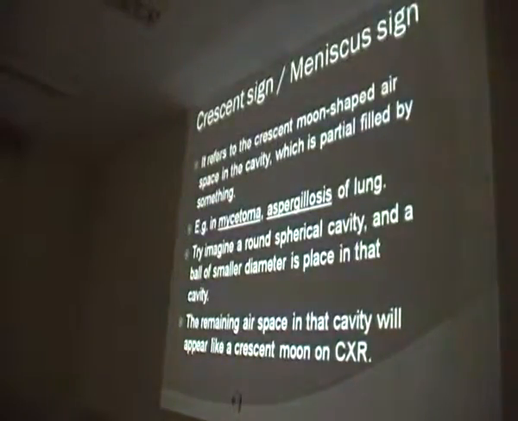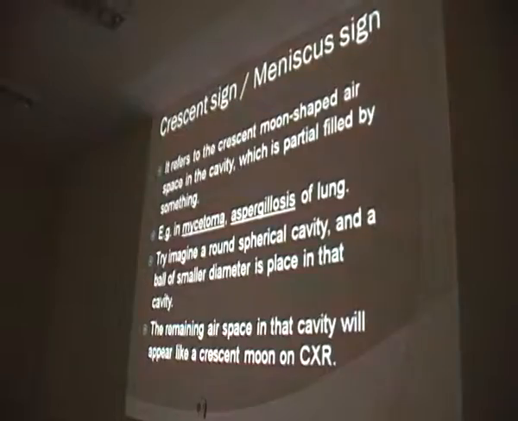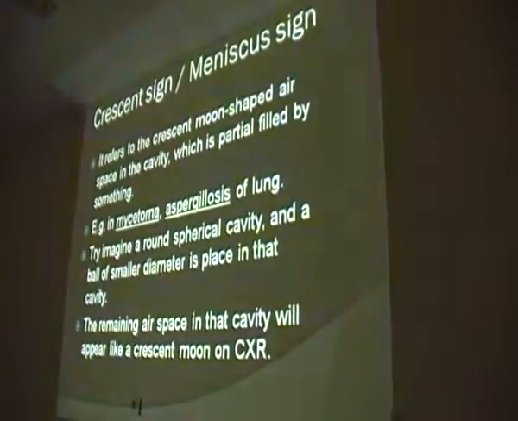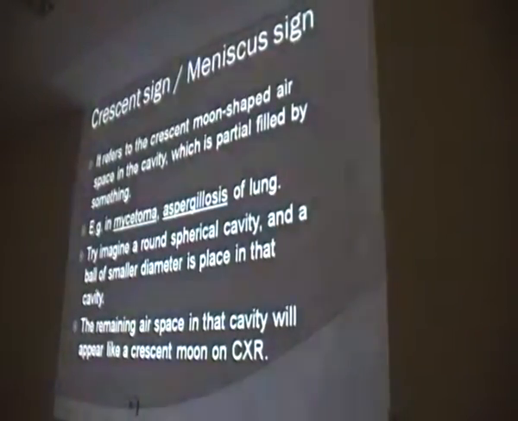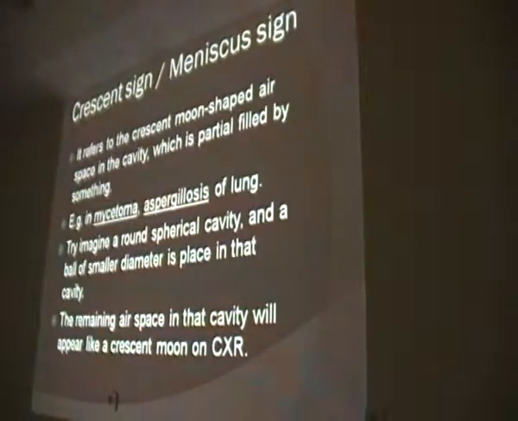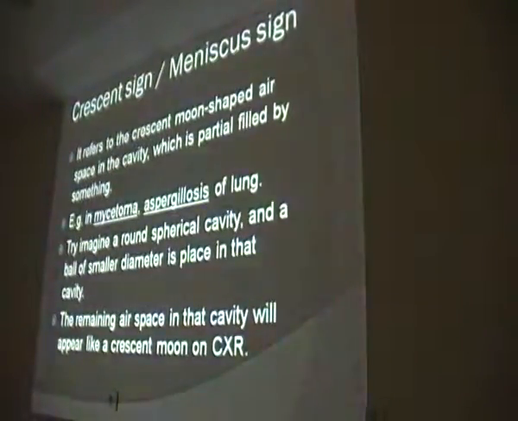Meniscal sign usually doesn't refer to this one, which is more commonly known as the crescent sign. Last week we explained that it refers to the moon-shaped airspace inside a cavity which is occupied by another ball of material, for example mycetoma or aspergillosis. Of course you read the text and don't understand, so I show the picture. The arrow here is quite obvious.